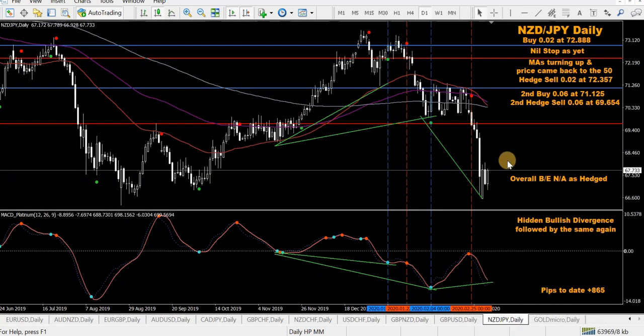New Zealand yen, another one that's sort of causing me a little bit of grief, not the end of the world. MACD Platinum, all 4 trades. It's currently hedged, all 4 trades below the zero level on the MACD Platinum, which is good. So now looking for a buy, to take another third buy, and work my way out of this dog's breakfast.